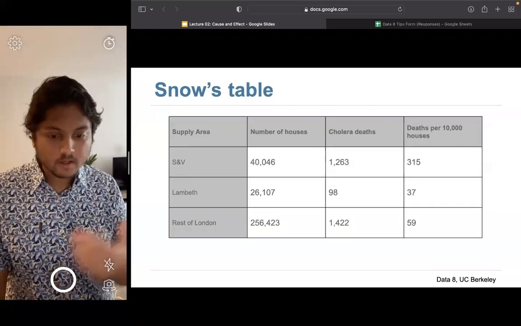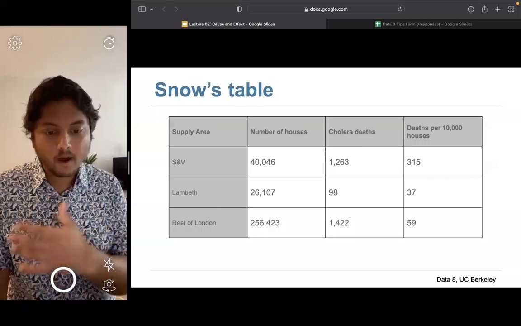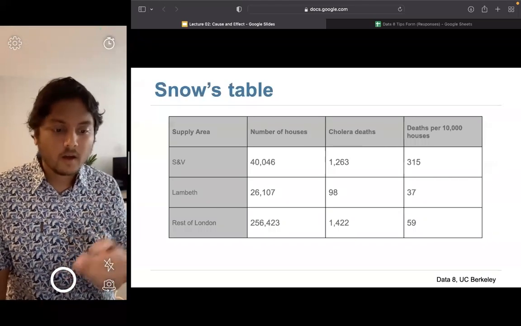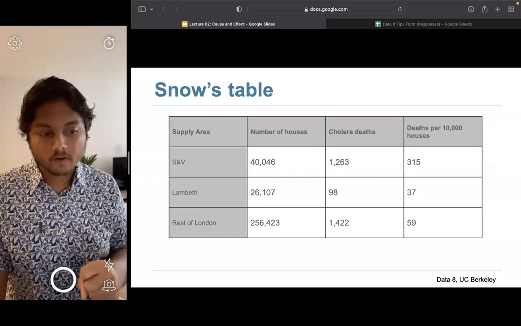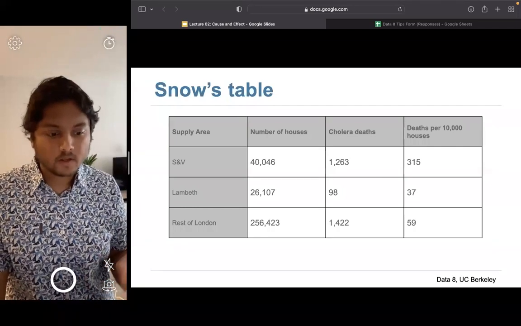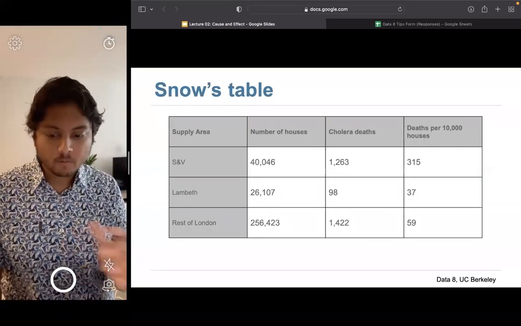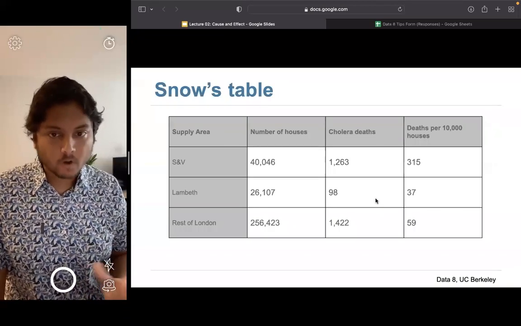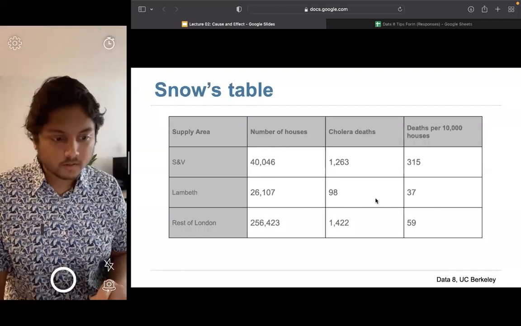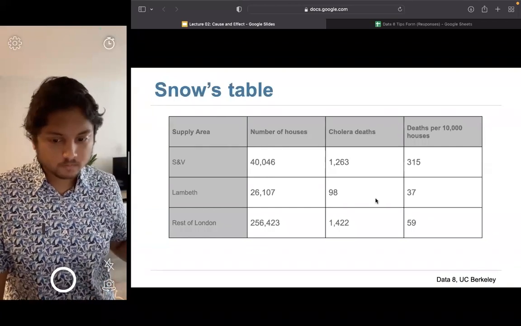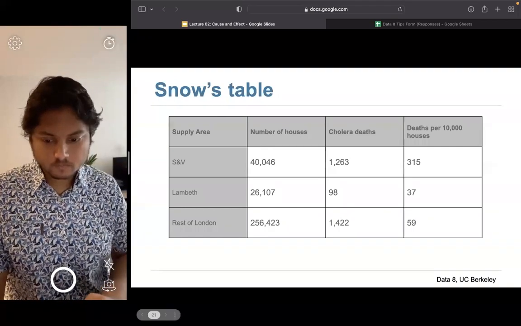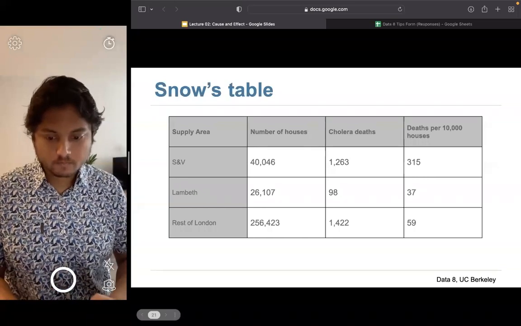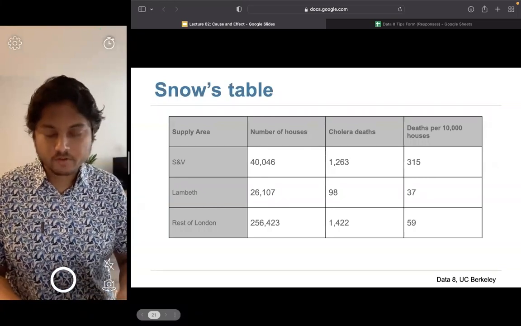And so what he did was he went out and collected data on how many houses there were in each area, how many deaths there were, and also deaths per 10,000 houses. So based on what you're seeing here, any thoughts on what you could maybe conclude from this? Feel free to share in the chat.